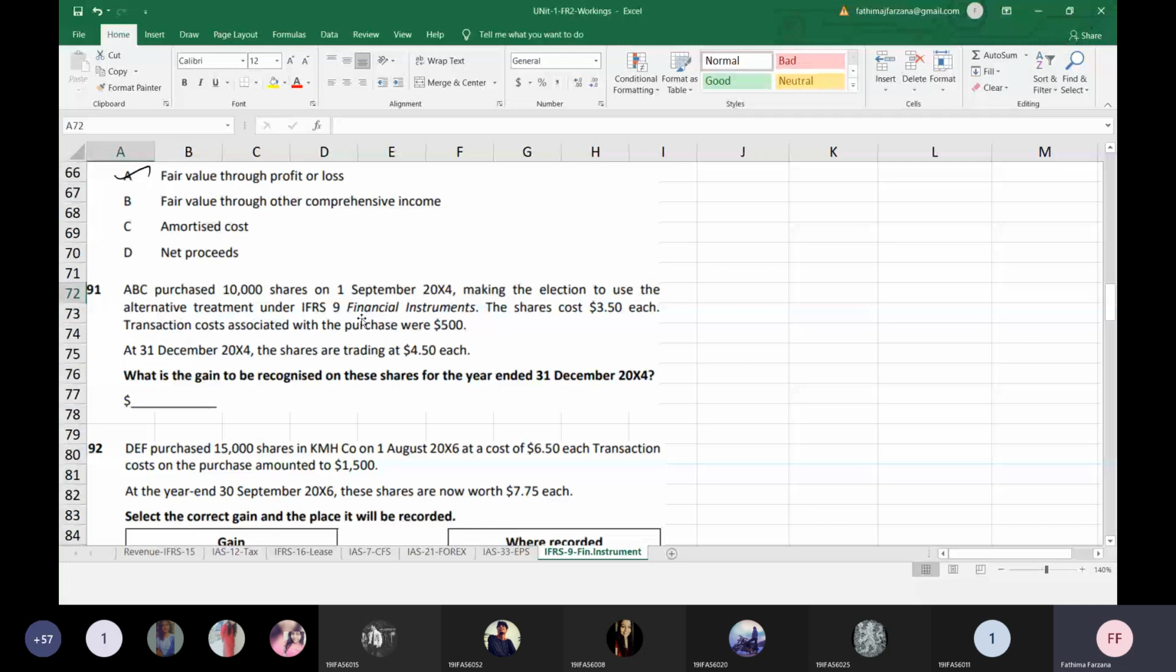How many of you can understand this problem? So under which method are they purchasing 10,000 shares? ABC is purchasing. First tell me whether it is an investment or a financial liability. Investment. It is an investment. First question you answered, very good. Now the second one: they are electing to use the alternative treatment. Which is that alternative treatment and which is the default treatment?